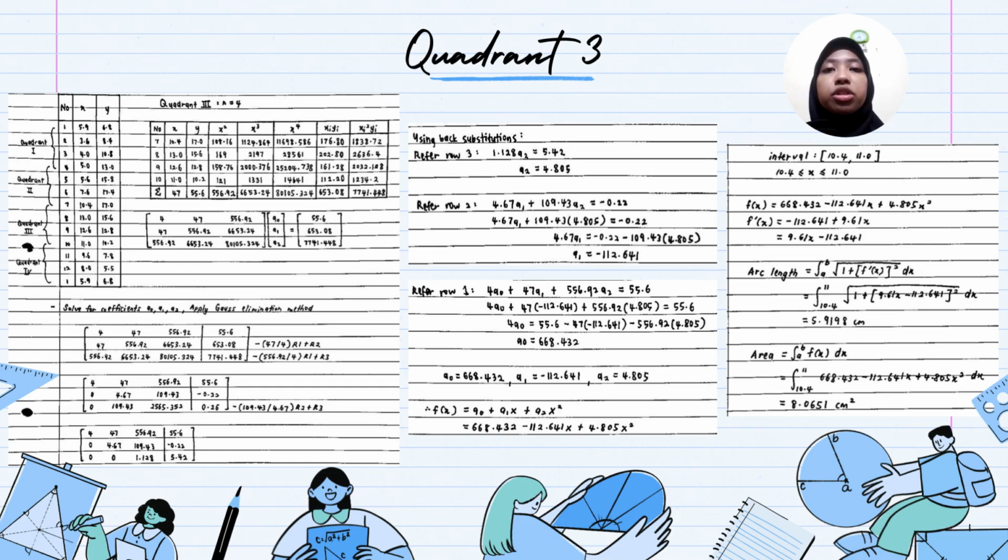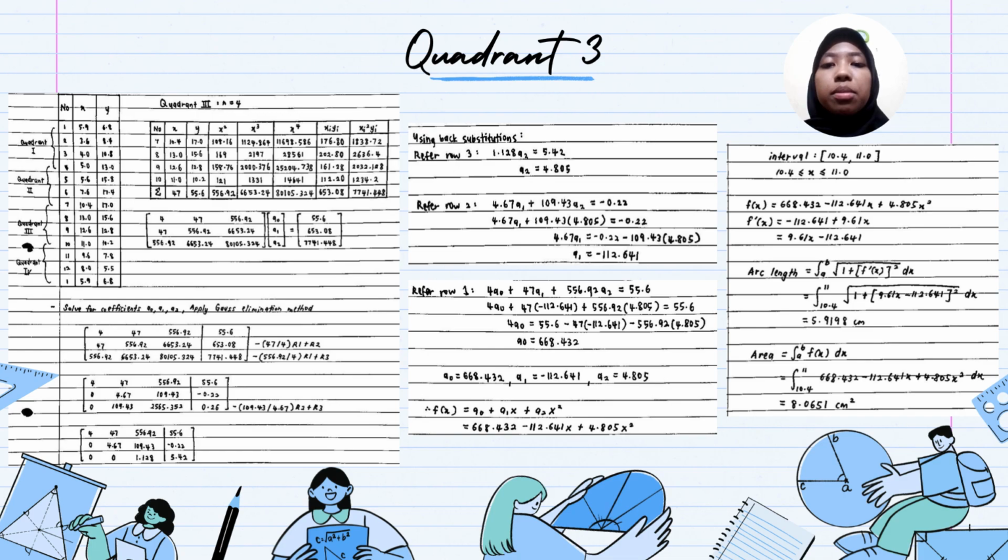Now I will explain quadrant 3, which is my part, and how we use Gauss elimination to solve for the coefficients. The first step is to collect coordinate points from the table that we use on the graph paper for quadrant 3, and then we will calculate the sums needed for the normal equation, including the total of x, y, x squared, x to the power of 3, x to the power of 4, x multiplied by y, and the total of x squared multiplied by y.